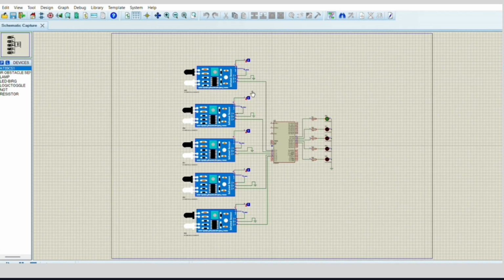When I press a toggle button, it simulates someone stepping on a stair. The IR sensor sends a signal to the microcontroller, which processes the data and turns on the corresponding LED. The previous LED turns off and this continues step by step as the person climbs.